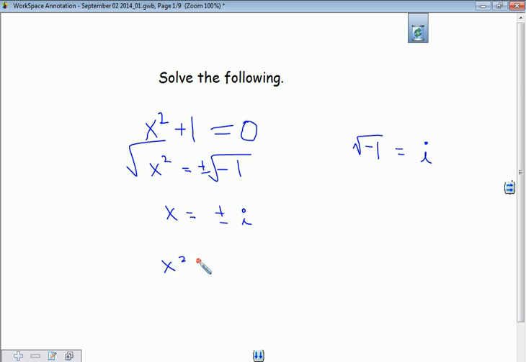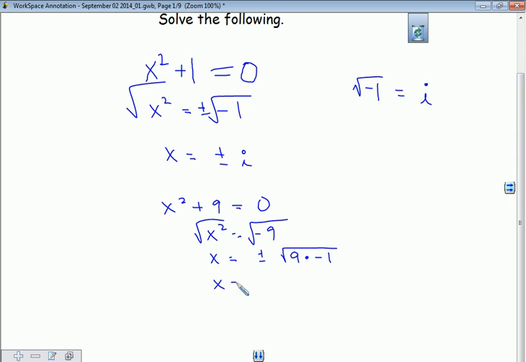So if we had a problem such as this one, x squared plus 9 equals 0, we'd get x squared equals -9. So when we take the square root of both sides, we think of it as plus or minus the square root of 9 times -1. What is the square root of 9? 3. And what did we just define the square root of -1 as? i. That's the imaginary part. So the solution to this quadratic equation is plus or minus 3i.